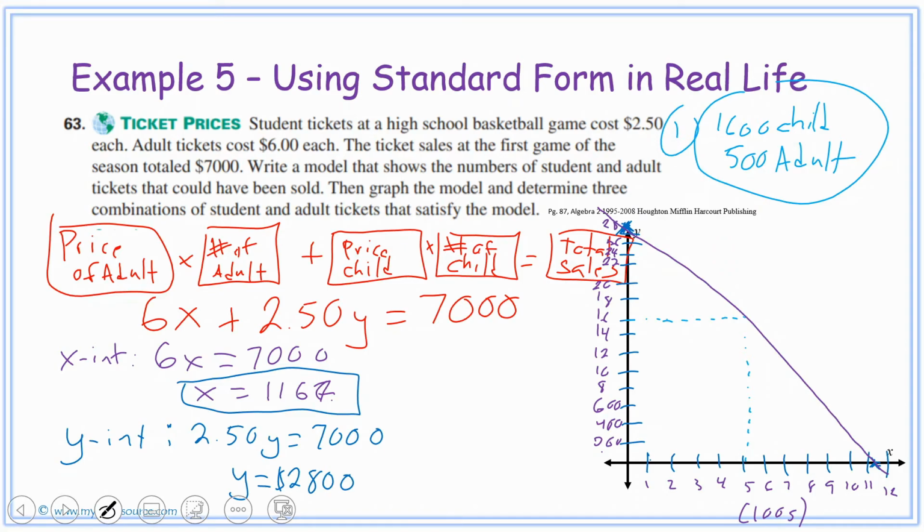You could choose any one because they ask you to do any three combinations. So let's say I chose, these were hundreds. Yeah, so let's say I chose 600. If I map 600 over and down, I'll say I have 900. So for every 600 child tickets sold, I would have 900 adult.